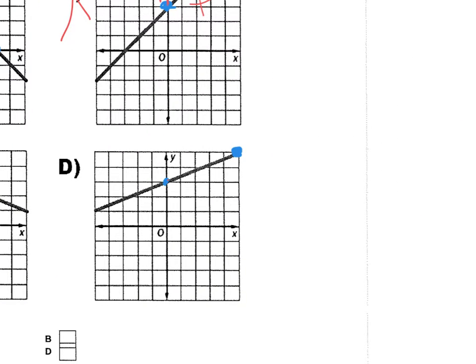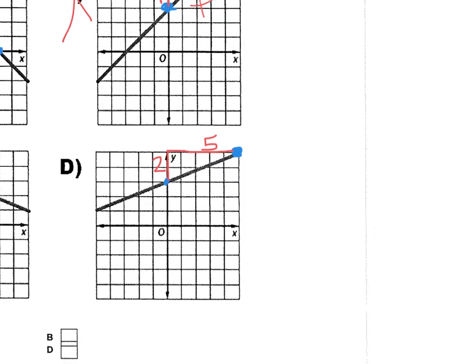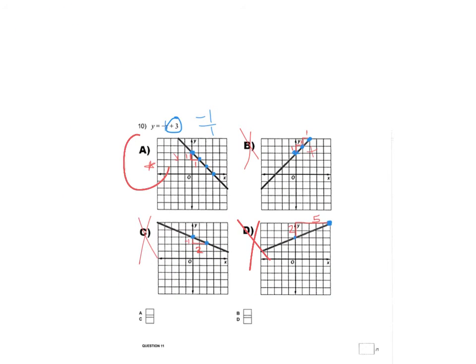And D, my rise from point to point, I go up. My y is 2. My x, 1, 2, 3, 4, 5. So that's not going to work. I was looking for negative 1.